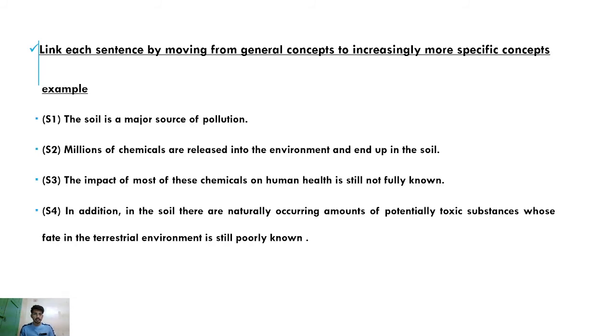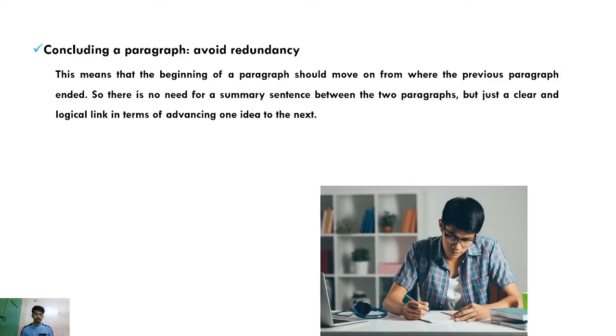Link each sentence by moving from a general concept to increasingly more specific concepts. These are examples of English sentence making, concluding with a pattern. Avoid redundancy. Redundancy means that if one paragraph is completed, we have to end with a summary or examples of that paragraph. In the next paragraph, we have to start from the previous paragraph and go with the flow.